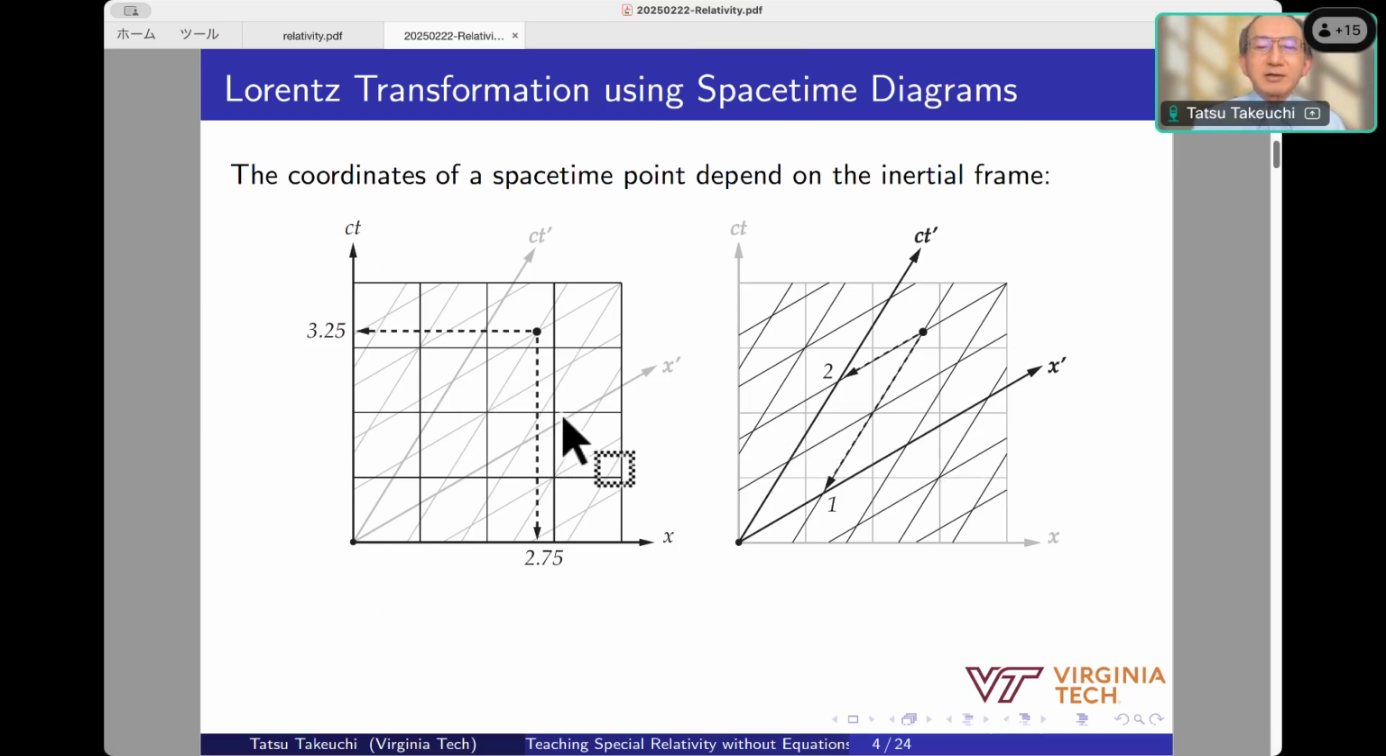Okay, so let's see, if I look at this point and this point, which lie on the horizontal line in the x ct coordinate system, they have the same t coordinate, so they are at the same time in frame A. But if you go to the diagram on the right, the five points that we just looked at are no longer lying on a line parallel to the x-axis, so they are not at the same time anymore.